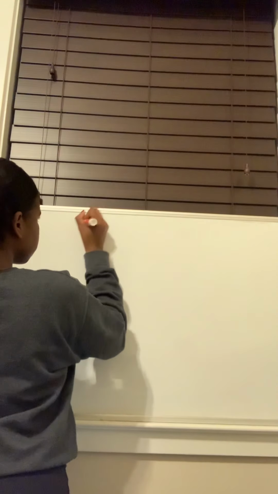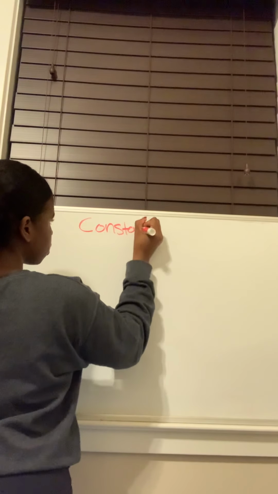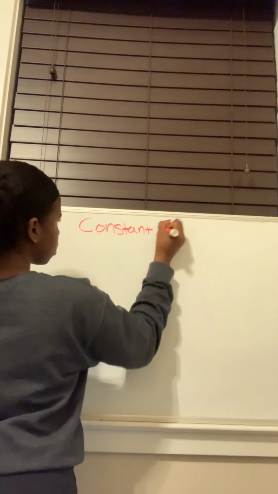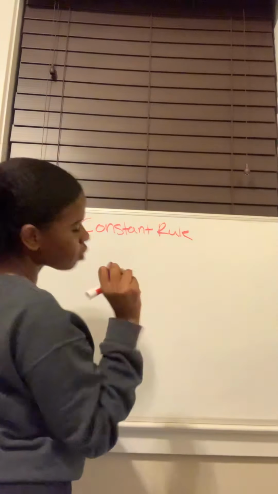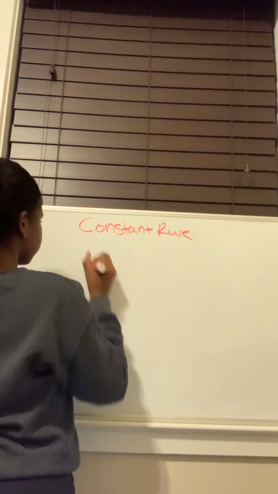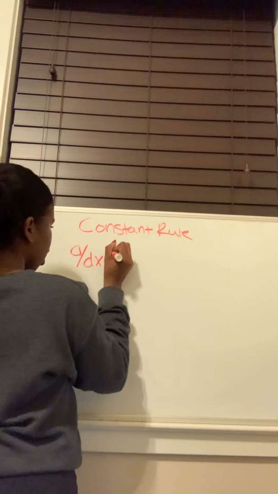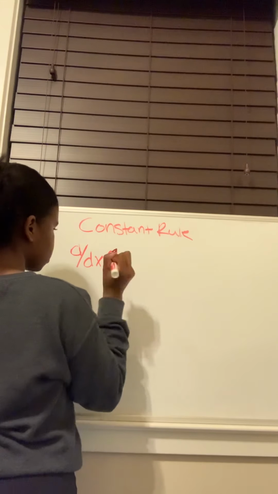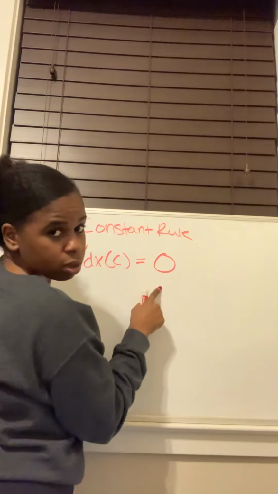So the constant rule, I'm gonna spell it out for you. This is why it's so easy. Let me show you why it's so easy. So the constant rule states that if you take the derivative of any constant c, your answer will always equal 0.